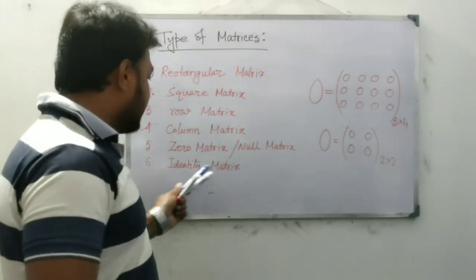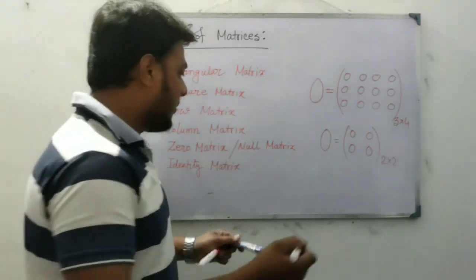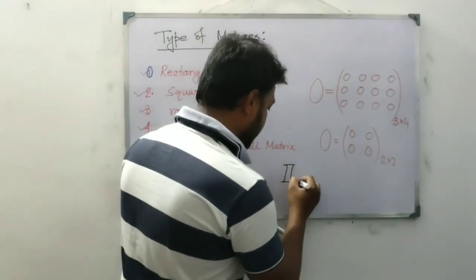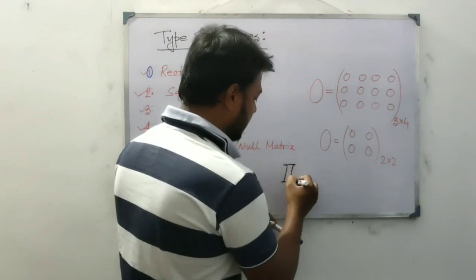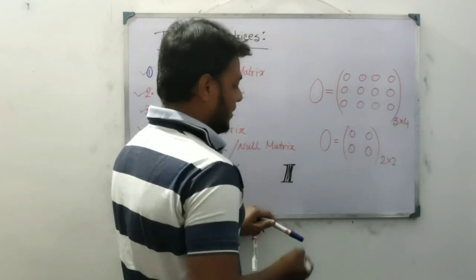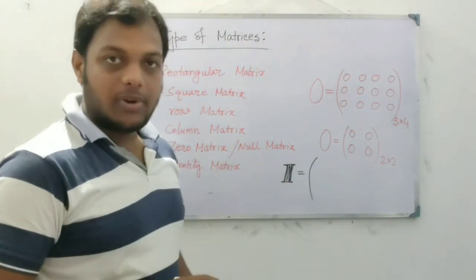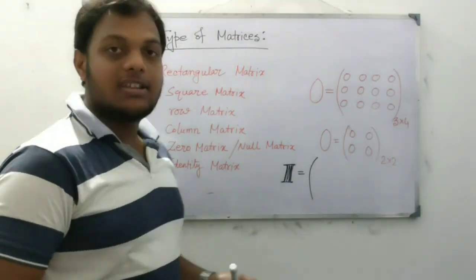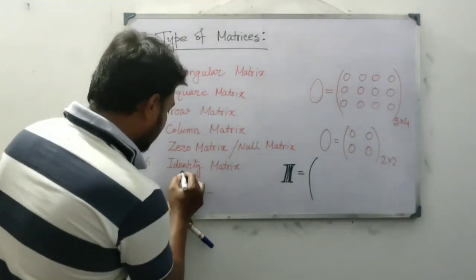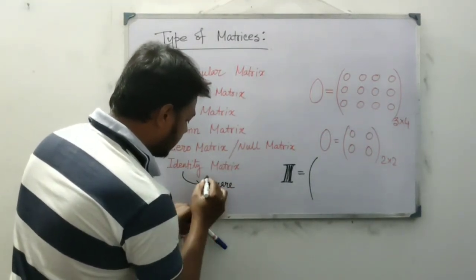Next, identity matrix. Identity matrix is generally denoted by capital I. Capital I stands for identity. This is very important, that's why I am writing it this way. Capital I. The most important part is that an identity matrix is always a square matrix. Always a square matrix. It must be a square matrix.